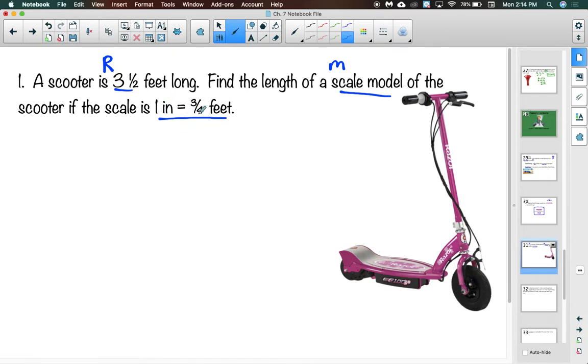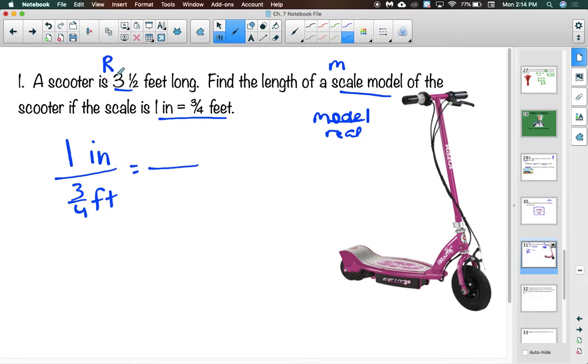This is slightly different than a scale factor, just so you know. This is called the scale. We're going to talk about scale factors in just a minute. So the first thing we want to do is take that scale and write it 1 inch over 3/4 feet. Remember what we talked about in the last slide, that is our model over real. The 1 inch here represents 1 inch in the model, and that is equal to 3/4 feet in real life. So that is already set up in that order.